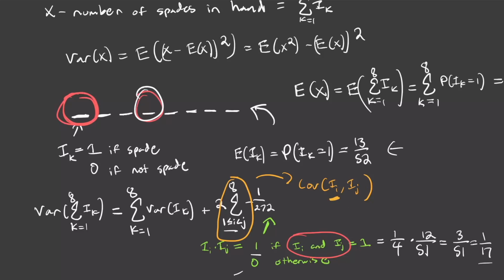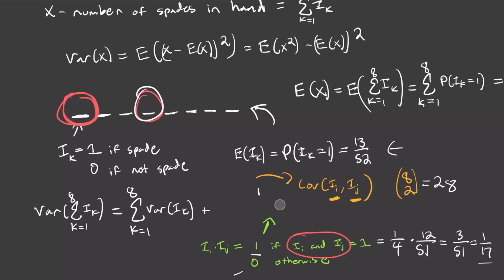So how many pairs are there of i and j? Well, we have 8 total cards, so it's going to be 8 choose 2. 8 choose 2 is 8 times 7 on 2, so 56 on 2, which is 28. So we're summing up this 28 different times. So this is 28 times negative 1 on 272, and then we're also multiplying that by 2. So this is 56 times negative 1 on 272. When you simplify, this term is going to go down to negative 7 on 34.